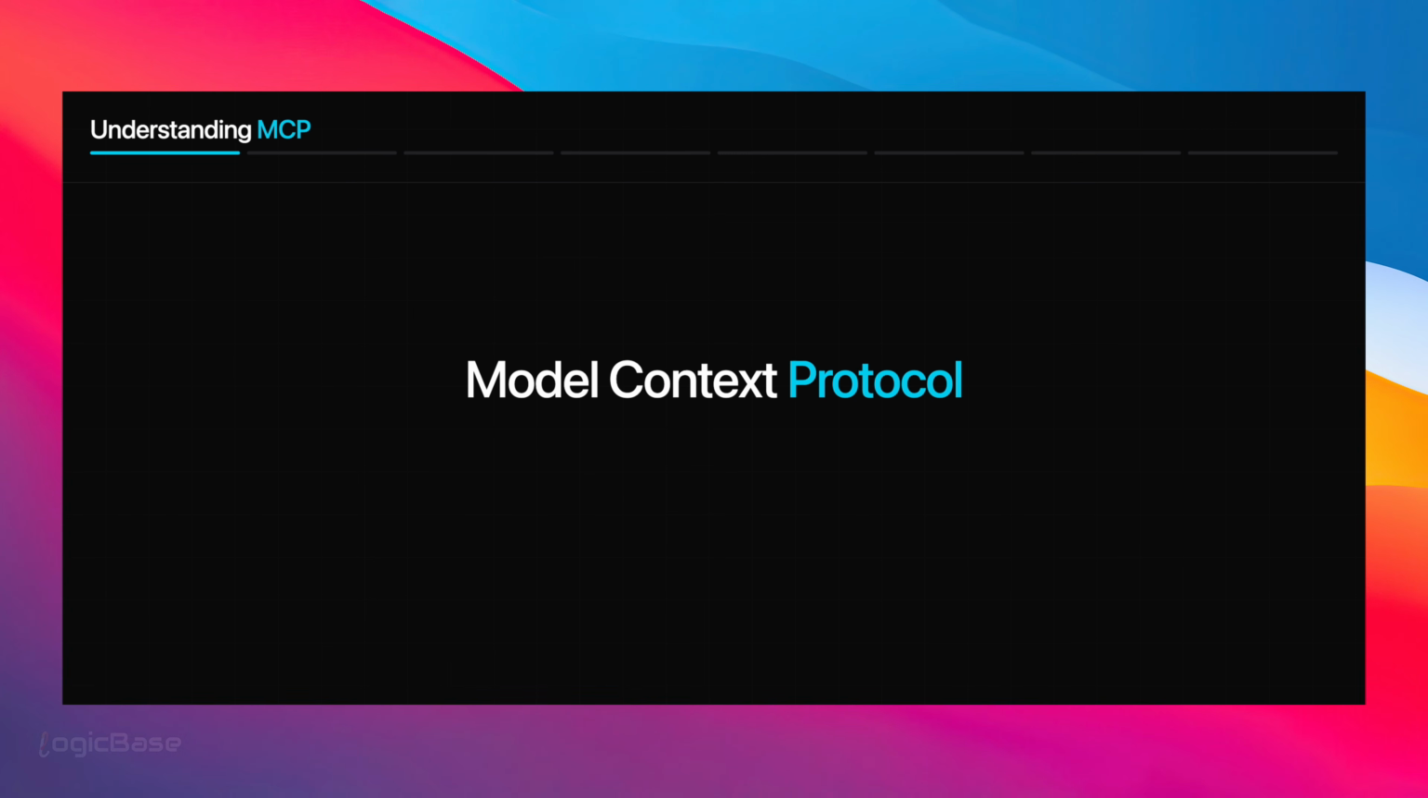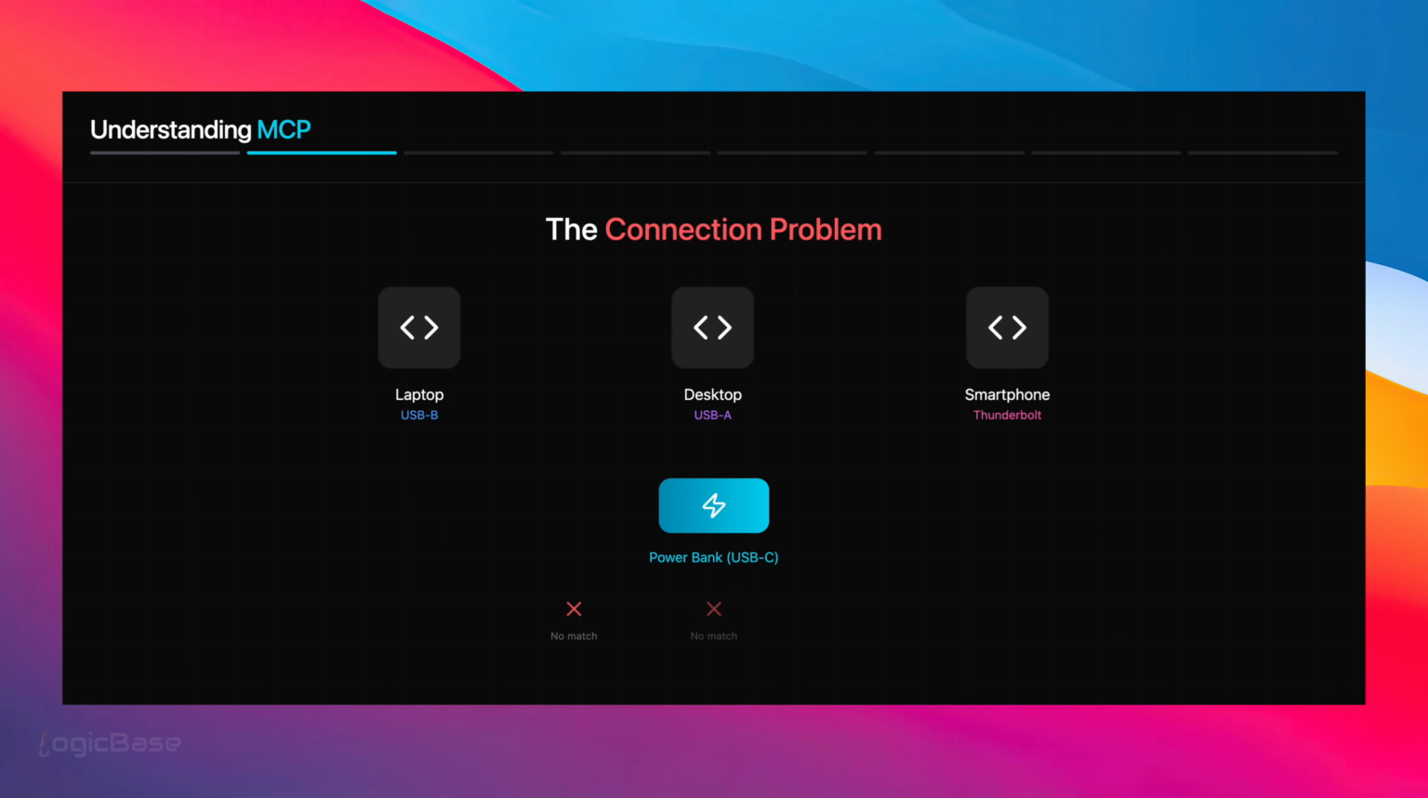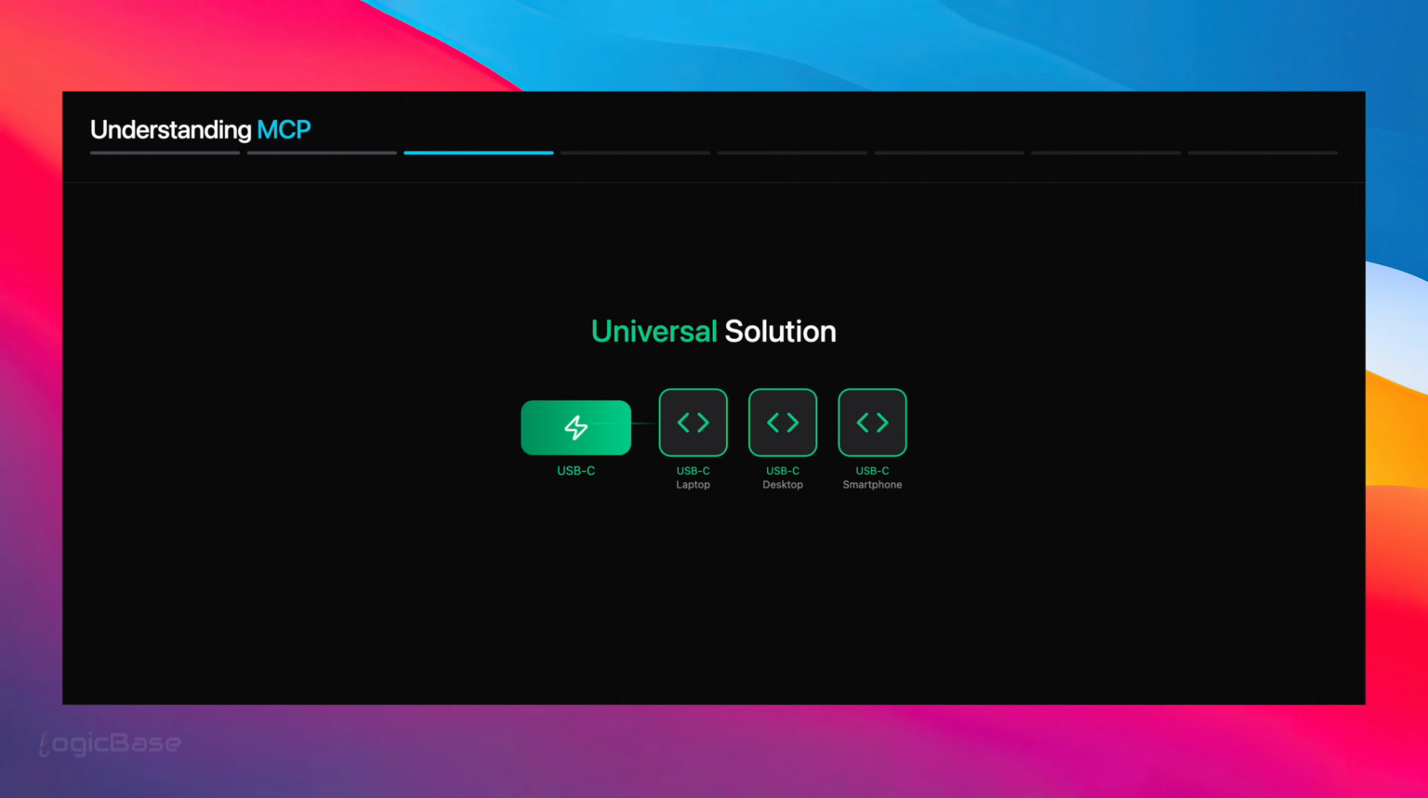The core of an MCP server is the Model Context Protocol. Think of a protocol as a set of rules. Imagine you have a laptop with USB-B, a desktop with USB-A, and a smartphone with a Thunderbolt port. If you buy a power bank with only a USB-C port, none of your devices will fit. You would need to buy separate converters for each device. The solution, of course, is a universal port like USB-C. If everything used USB-C, you could connect all modern devices easily. If you understand this, you understand MCP.